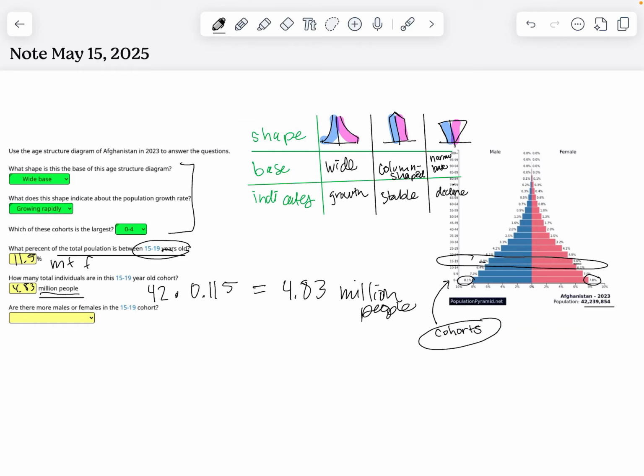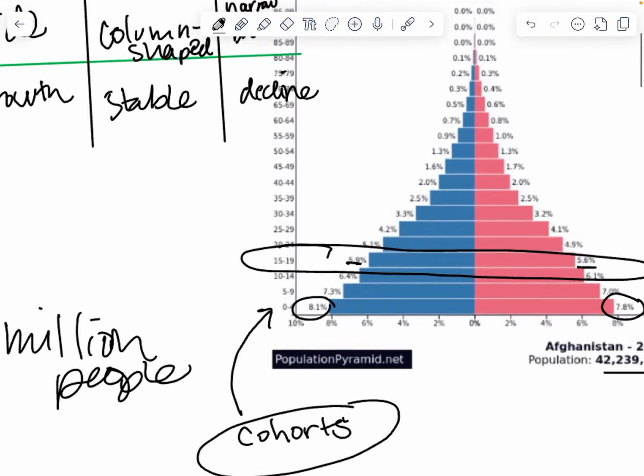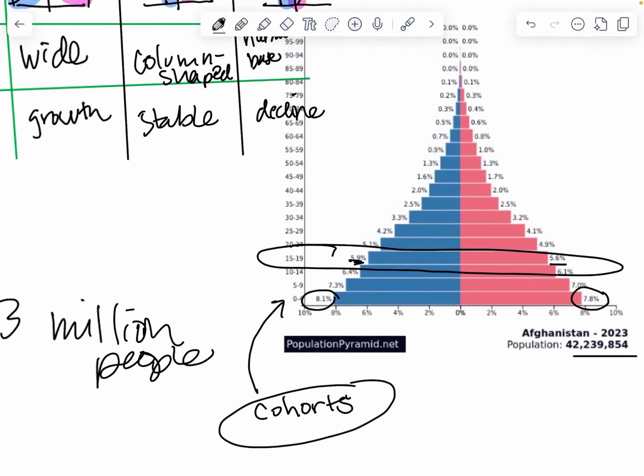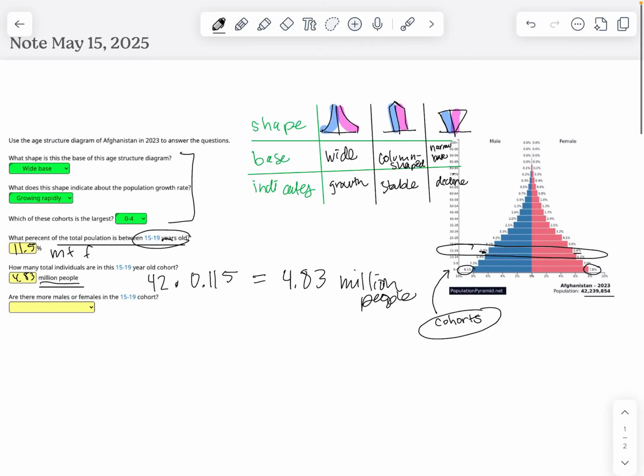And then just look carefully: are there more males or females? Hopefully you've already looked at your numbers carefully, and if you see that there's a higher number on one side, then you'll choose that one. So this one has more males. And that's it.